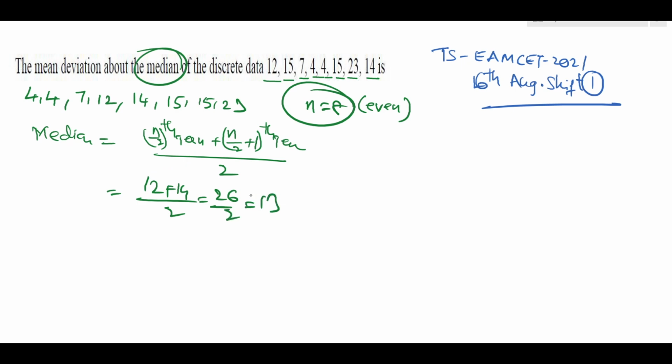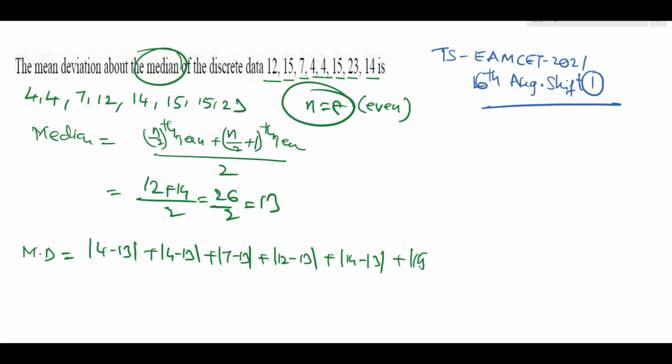This is the median of the given data. Now the mean deviation is equal to modulus of 4 minus 13 plus modulus of 4 minus 13 plus modulus of 7 minus 13 plus modulus of 12 minus 13 plus modulus of 14 minus 13 plus modulus of 15 minus 13 plus modulus of 15 minus 13 plus modulus of 23 minus 13, all divided by 8.